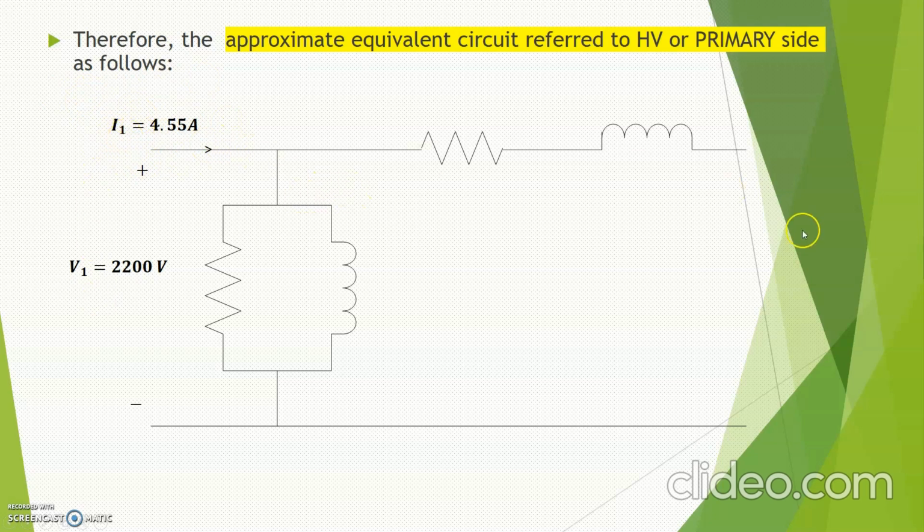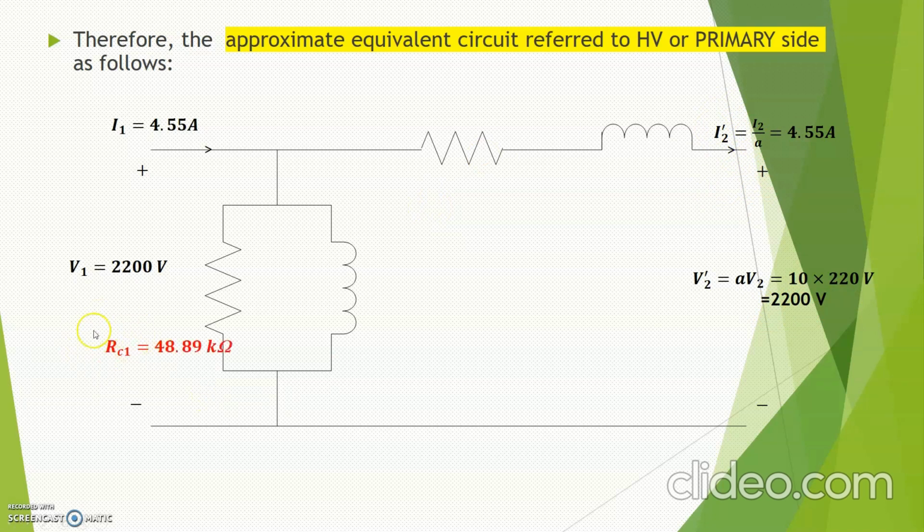And for the V2 prime, because now you refer all the parameters from secondary to primary, that's why you have V2 prime. V2 prime is equal to A V2. This is based on the formula of impedance transfer, you need to memorize. You just key in the value of A, which is 10, multiplied by 220 volt. So finally you get 2200 volt. And for I2 prime, it is equal to I2 divided by A, so you get 4.55 ampere.